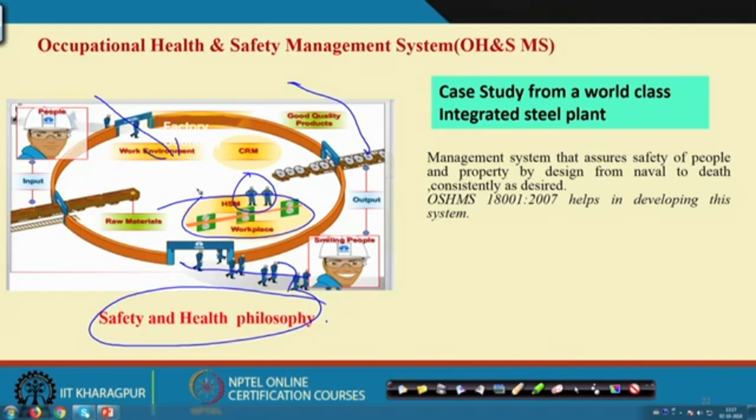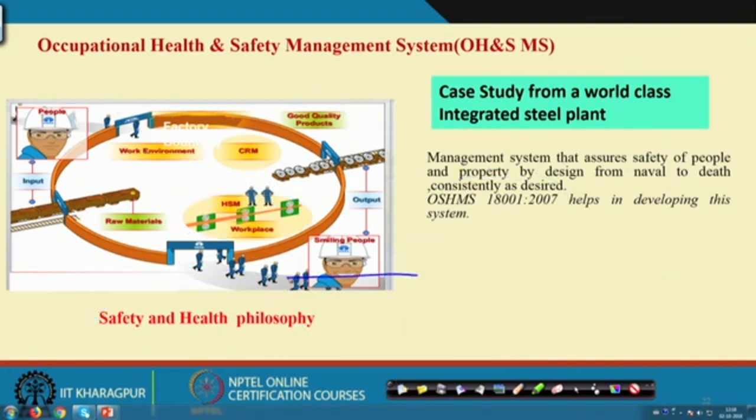It is not that you will take care of only your own people. The whole society has to be taken care of. Your organization should not damage the society. So, the occupational health and safety management system has to take care of all these things. The OHSAS 2007 standard will help you in developing the specification, and in the last class we developed the specific occupational health and safety management system. Now we are going to the case study. This case study is from a world class integrated steel plant having not less than 10 million tons production, with around 25,000 people working. From this case study you will get everything, how it is implemented.